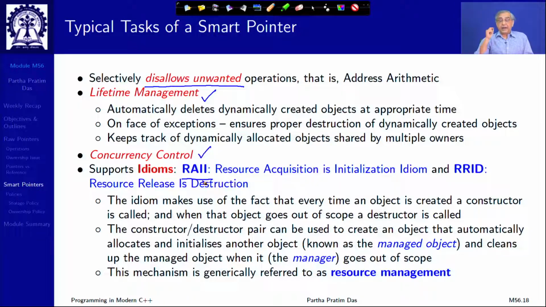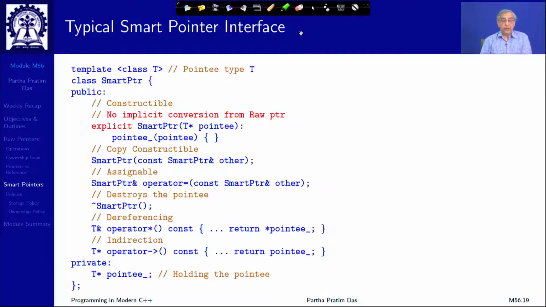It does RAII in the sense that if you now release the smart pointer, it must release the managed object as well. So, the smart pointer is the manager and the object that is dynamically allocated is the managed object. They must work in complete sync with RAII and RRID, right, and this is referred to as resource management. Okay. Now, this is a typical interface of a smart pointer.